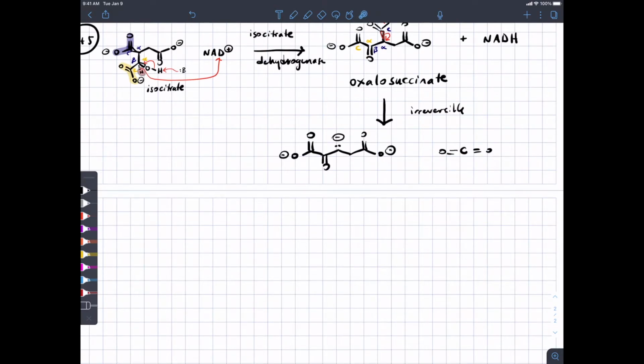Some people will show this enolate getting protonated on the oxygen first and then tautomerizing back from the enol to the ketone. I think we're just going to not do that. We'll just save ourselves some time. And just protonate that enolate on the alpha carbon to get our product, which is this 5-carbon alpha keto acid, which is called alpha-ketoglutarate.